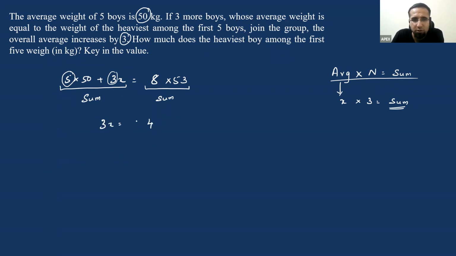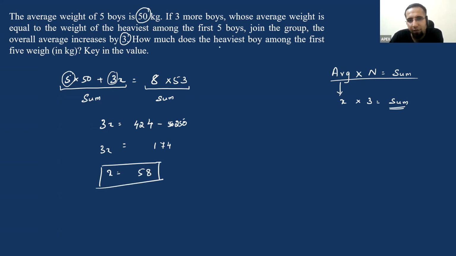4, I carry 2. So this is 424 minus 250. Sorry, my bad. Yeah. So what do we get here? 250 plus 74 will give you 324, plus 100. So if 3x is equal to 174, the value of x is equal to 58. And we have assumed that the heaviest boy is equal to x. Therefore, the answer for this question becomes 58.